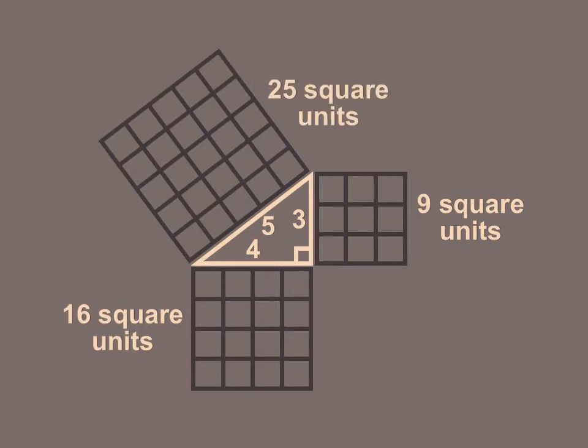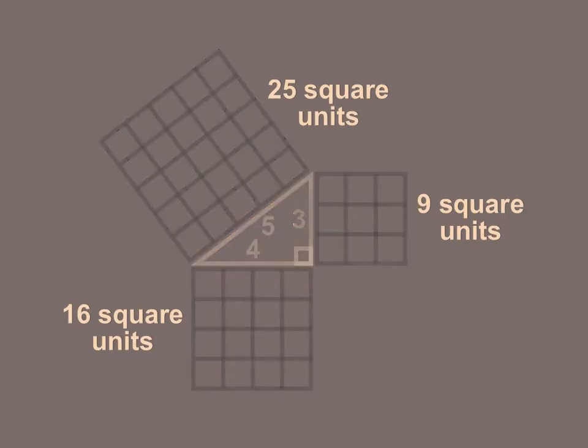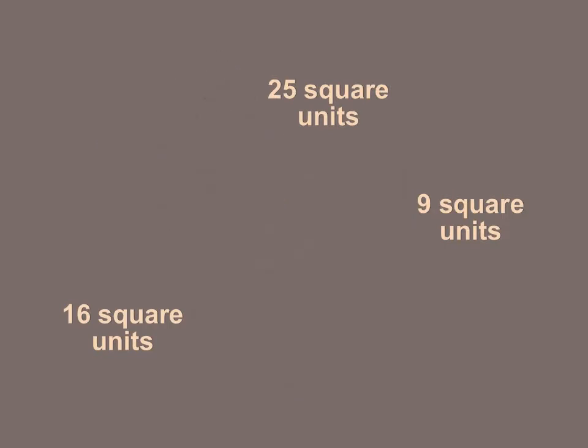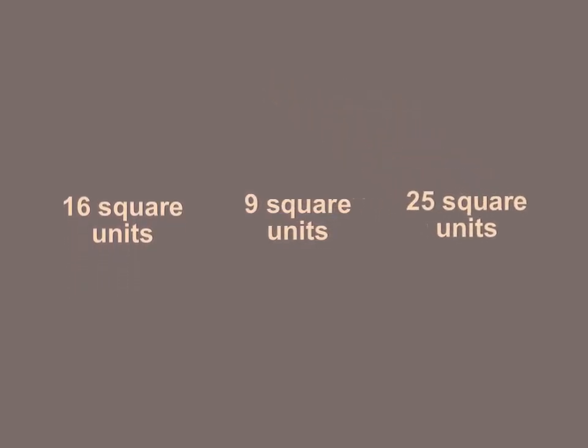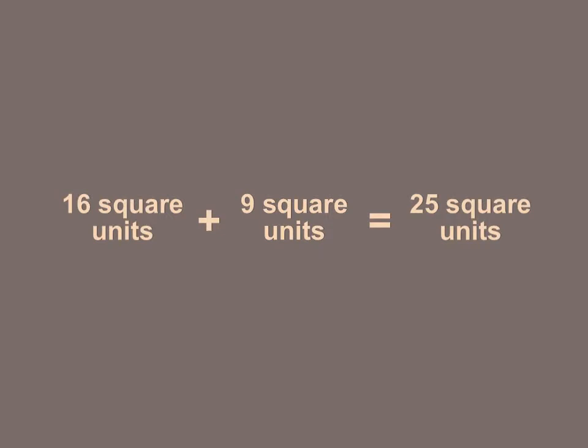But also notice that 16 and 9 is actually equal to 25. So from this, we actually get what is called the Pythagorean Theorem, where if we take one leg and square it, plus the other leg and square it, we get the hypotenuse squared.